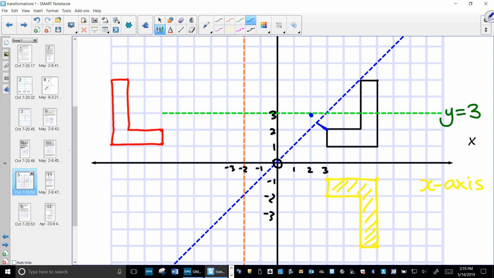And this one here is going to go through one whole square diagonally. So that's going to come over here. This one here is going to go through 1.5 diagonal. So this is going to go through a half and 1.